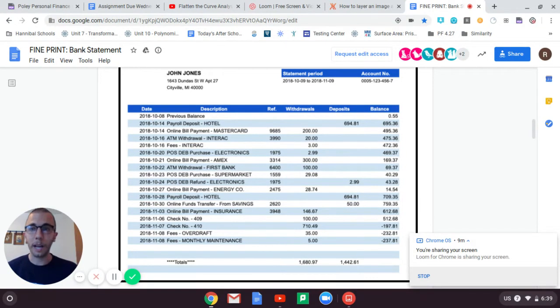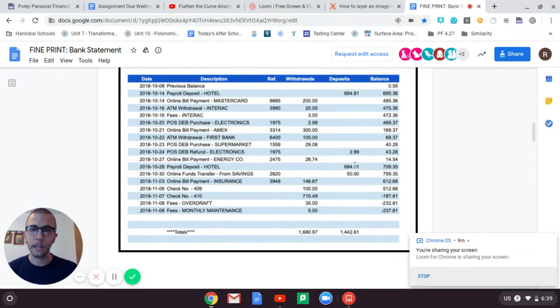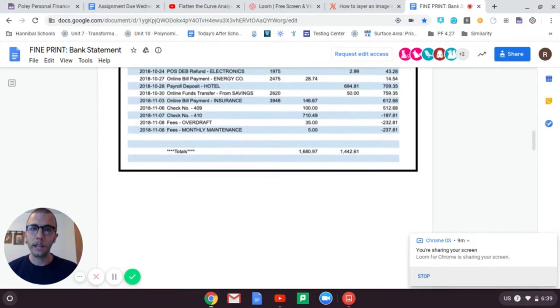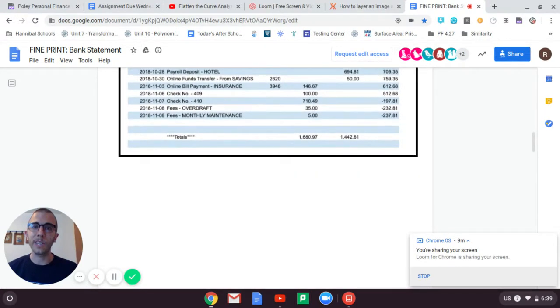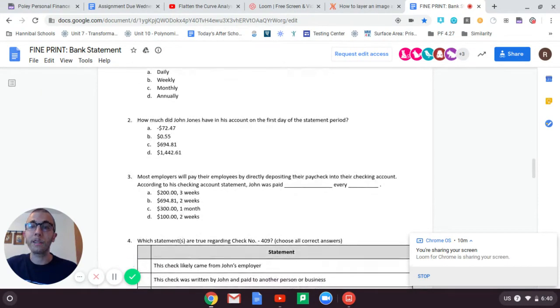So how much time passed from that first deposit to the second one? That's right, it's 14 days, which is the same as 2 weeks. Okay, so every 2 weeks, he gets a payroll deposit for $694.81. He's paid bi-weekly. If you guys remember back to the beginning of the year, that term coming back to us. So it should be choice B, $694.81. He gets paid that every 2 weeks.